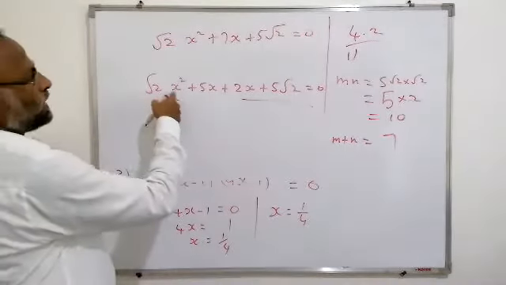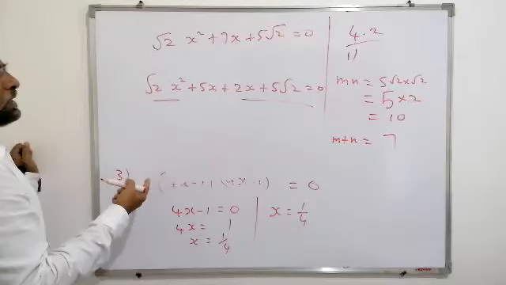Root 2x square, 5x. What can you take outside? Root 2x square, 5x plus 2x plus 5 root 2. What can we take outside? I think x you can take outside. So what is left there? Root 2x plus 5. Your bag is here. Root 2x plus 5, you have to write here.